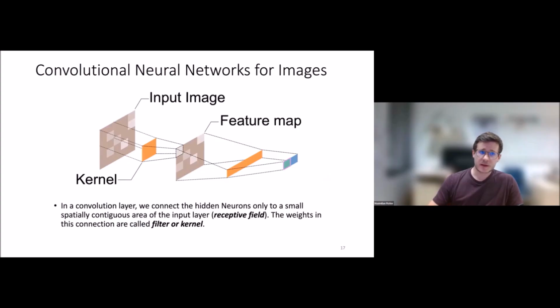And just as a quick introduction to these convolutional neural networks, these are the types of neural networks that we use for images. And the idea of these convolutional neural networks is that they have these very small kernels that are running over your image. And in that way, you don't have these fully connected neural networks.